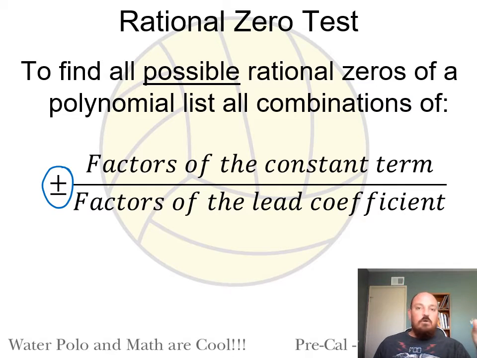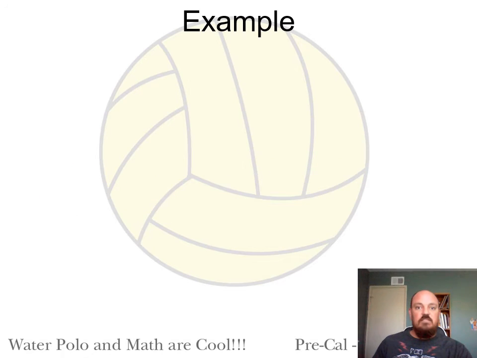And the phrase lead coefficient means the coefficient in front of the highest power of x. So if you have a 5th degree polynomial, it's the number in front of x to the 5th. Or if you have a 10th degree polynomial, it's the number in front of x to the 10th. Whatever that highest power of x is, you look there. So let's do a quick example of that.